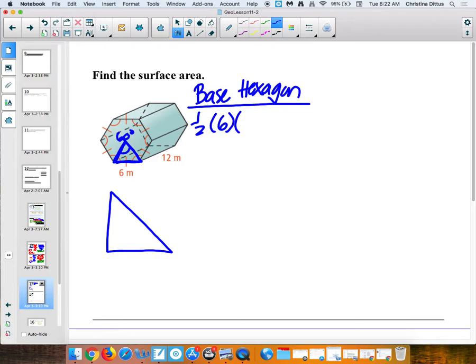Oh, we have to do SOHCAHTOA. What's the angle that I care about? 30. So in my right triangle that I'm drawing right here, what's my bottom side? 3, which makes my height 3 square root of 3. That's my short leg, this is my long leg. So this is just the triangle we found. What's the last thing you have to do to form a hexagon? Times 6.